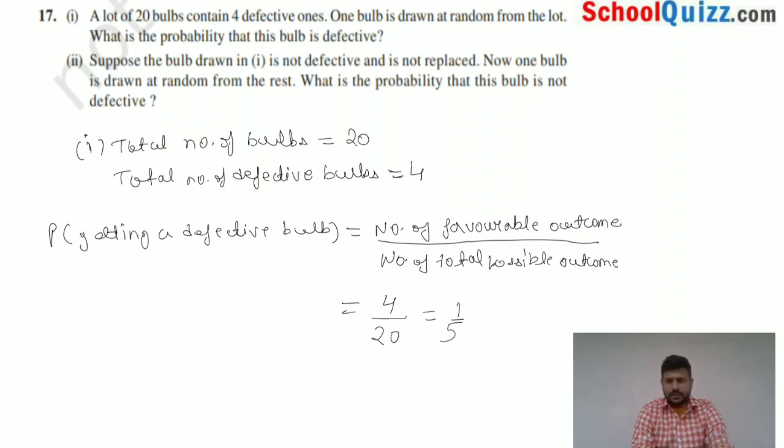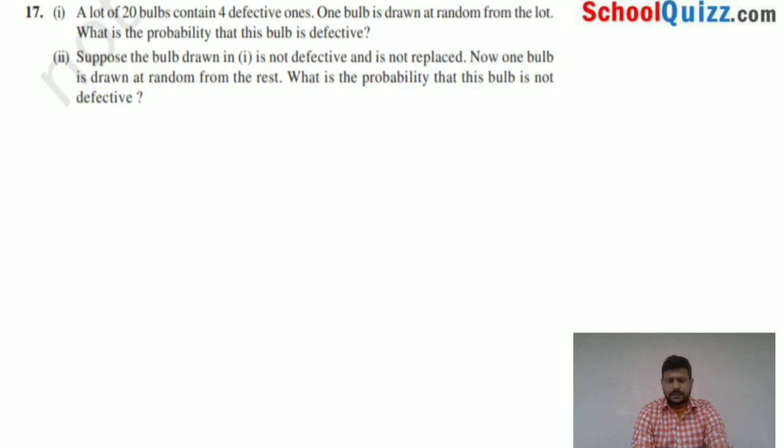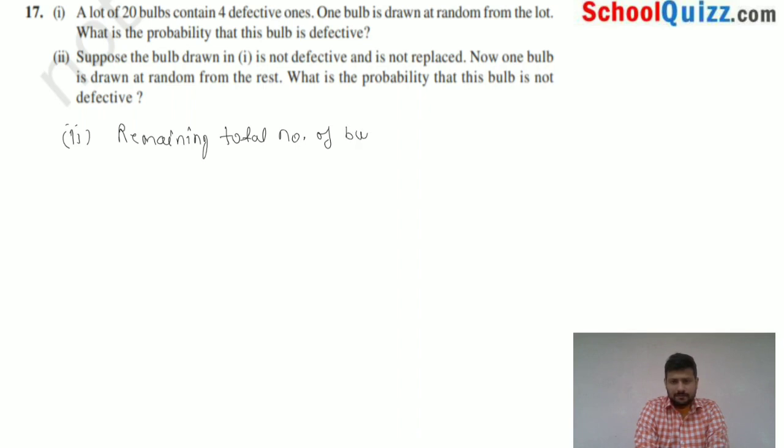Now let's proceed to the second part of this question. It states that suppose the bulb is drawn and it is not defective and is not replaced. Now one bulb is drawn from the rest. What is the probability that this bulb is not defective? According to this question, the remaining total number of bulbs is equal to 19.